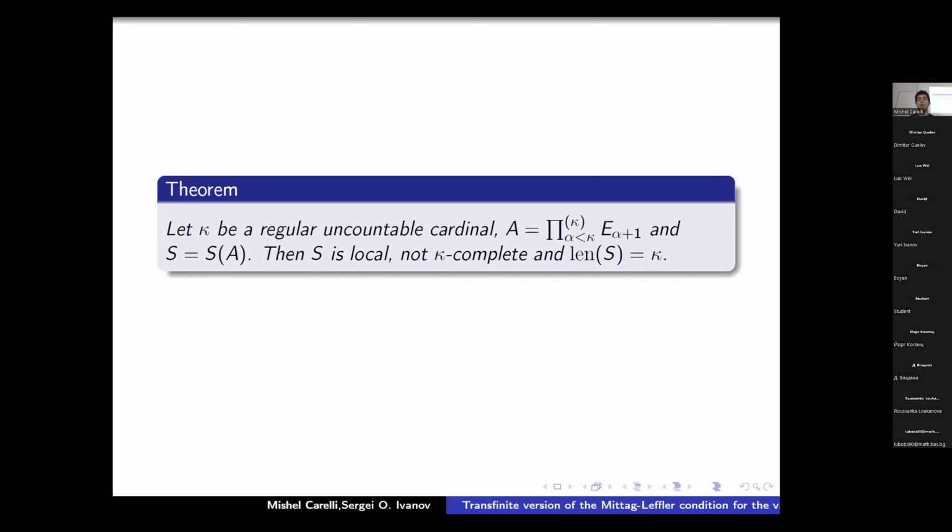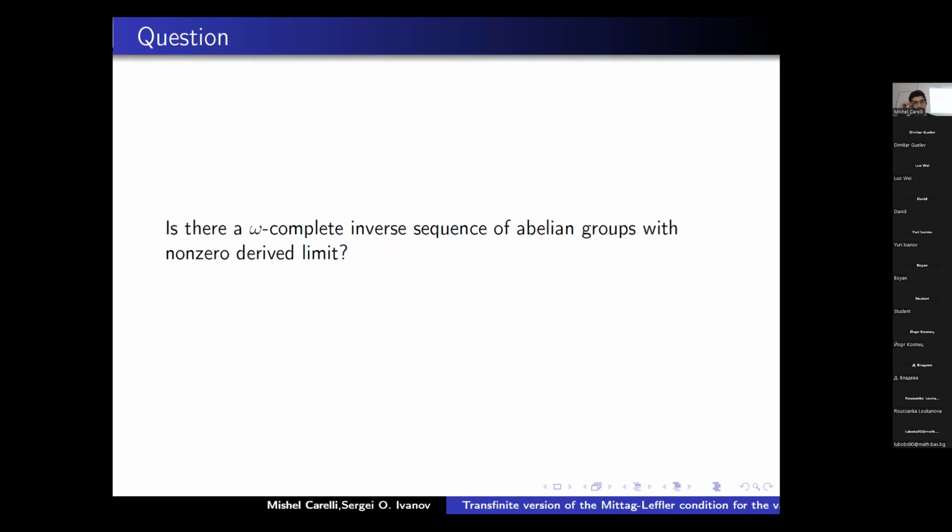So basically it means that we can have a local sequence that won't be K-complete for any uncountable cardinal K. Hence the question still remains: is there an omega-complete inverse sequence of abelian groups with non-zero derived limits? If you find an example, maybe we can do the next step.